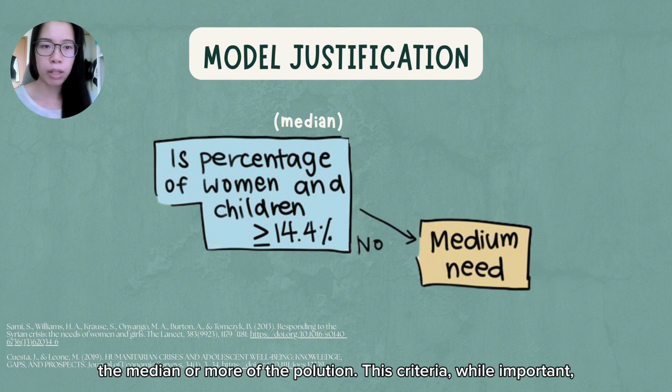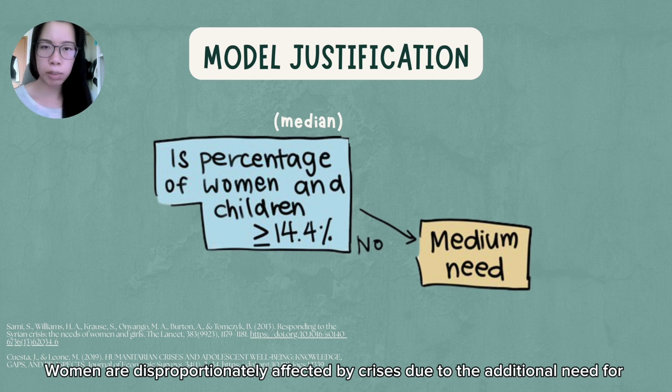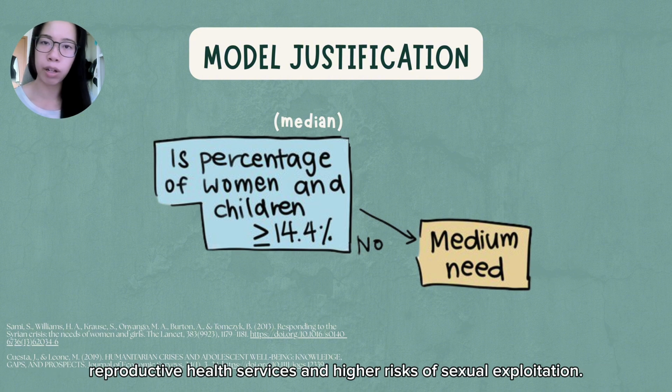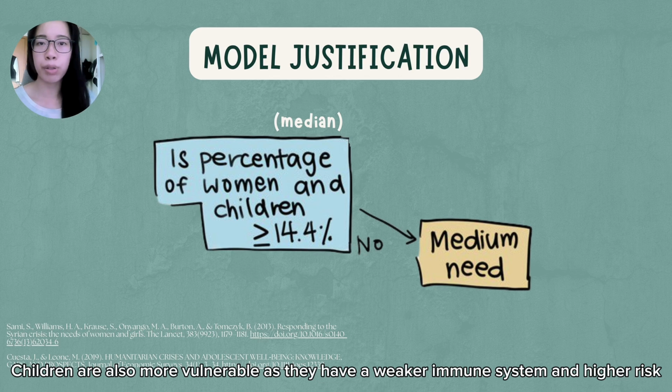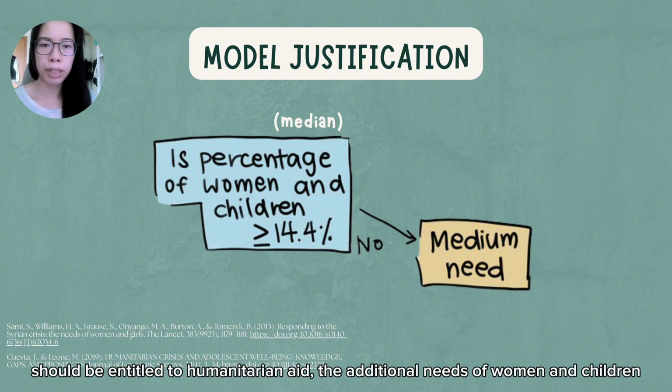The third branch is concerned with whether women and children constitute 14.4%, the median, or more of a population. This criteria, while important, is of a lower priority and hence the cutoff is less strict. Women are disproportionately affected by crises due to the additional need for reproductive health services and higher risk of sexual exploitation. Children are also more vulnerable as they have a weaker immune system and higher risk of developmental stunting. Hence, while every person in a humanitarian crisis should be entitled to humanitarian aid, the additional needs of women and children should be considered.